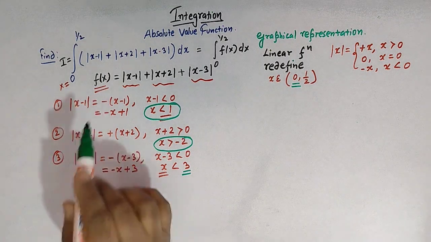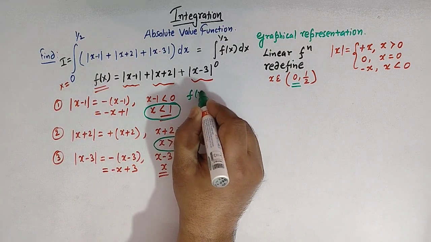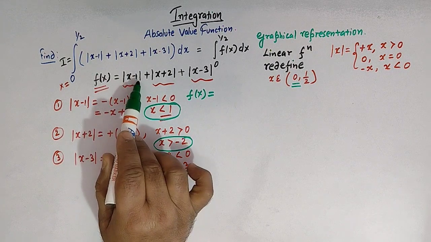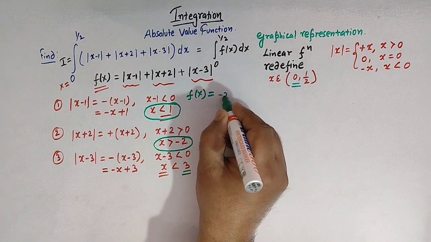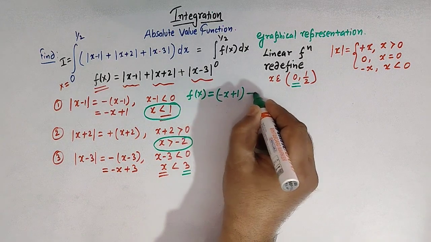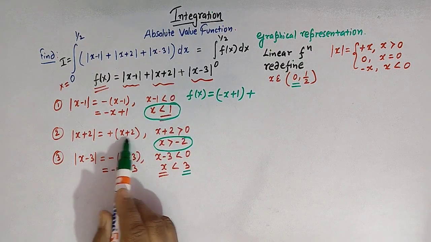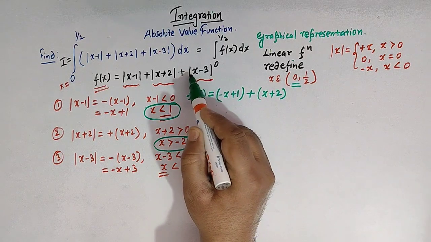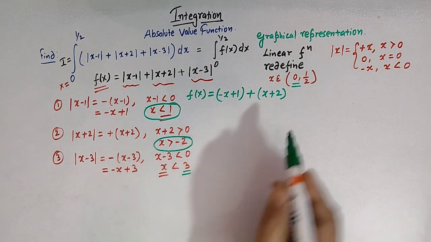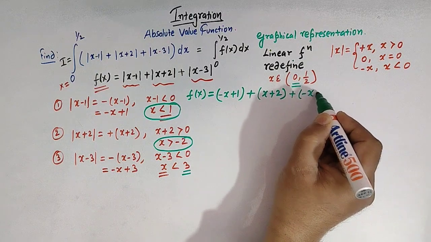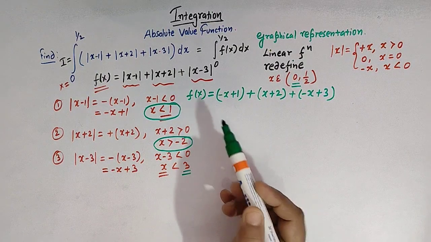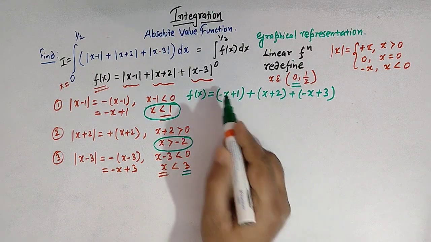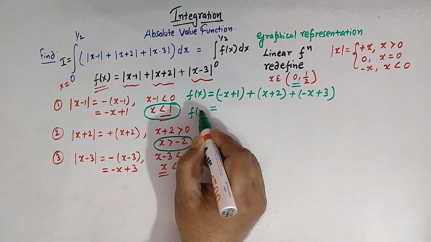So now what we will do, we'll write f of x is equal to, see, mod of x minus 1 is equal to negative of x plus 1, right? And mod of x plus 2 remains the same. So here we have x plus 2. And here mod of x minus 3 is equal to a negative of x plus 3, right? So now these terms have reduced to these terms, right?